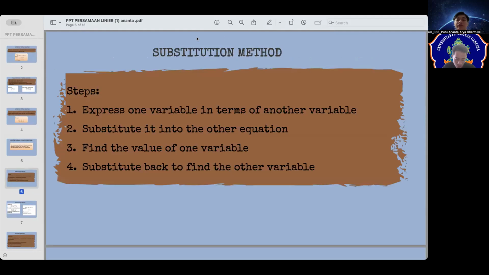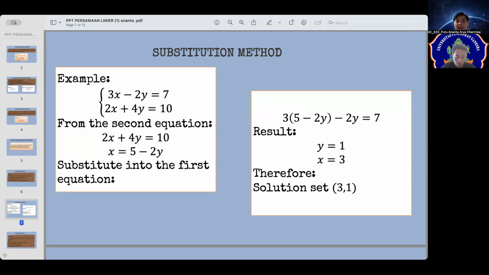The steps of the substitution method are: one, express one variable in terms of another variable. Two, substitute it into the other equation. Three, find the value of one variable. And four, substitute back to find the other variable.